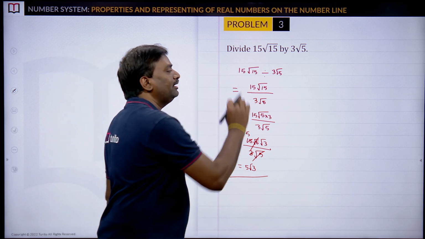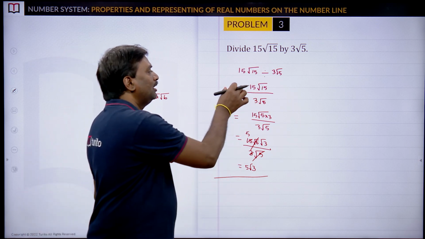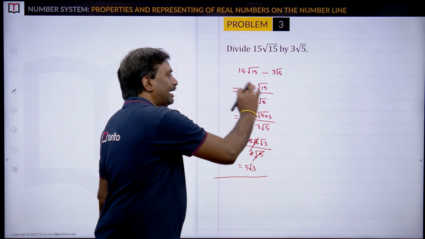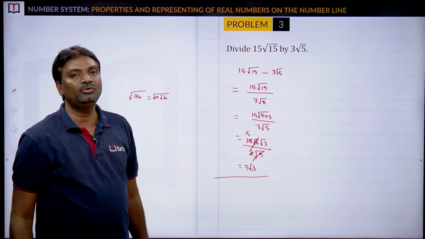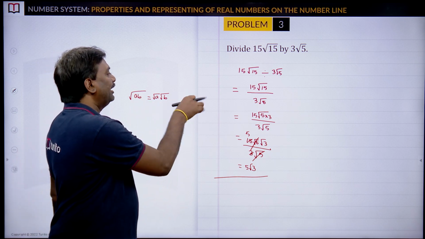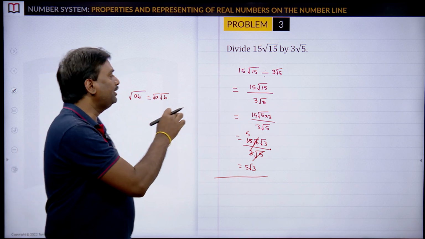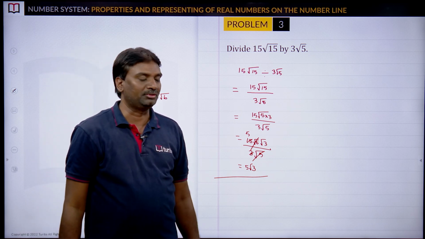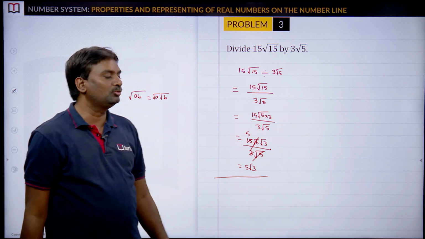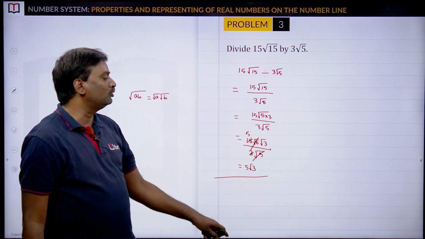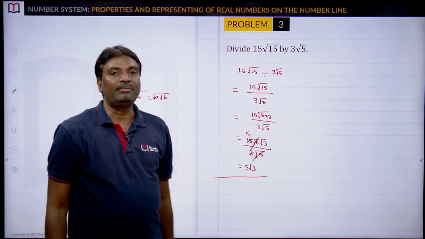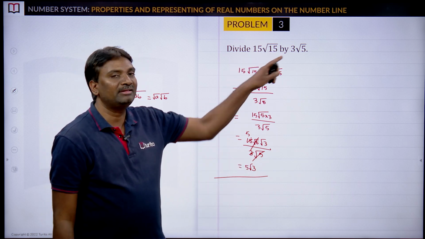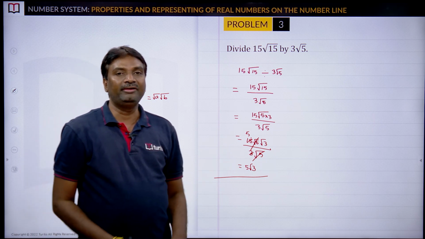So, 15 root 15 divided by 3 root 5. Take 15 into root 15 by 3 root 5, and write 15 as 5 into 3. So, by writing 15 as 5 into 3, we can take a equal to 5 and b equal to 3. So, root 5 into root 3 by root 5. We can cancel root 5 and root 5, and 3 cancels 15, 5 times. The remaining part is 5 into root 3. By dividing the first number by the second number, we got 5 root 3.